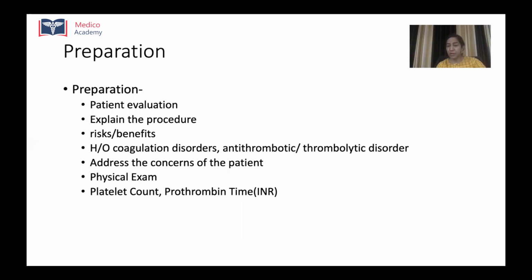So, the patient evaluation is supreme. We have to explain each and every aspect of the block and its concerned risks as well as benefits of the block to the patient. Not to forget, every concern of the patient before doing the block should be explained, should be addressed, and physical examination pertaining to the block should be done.